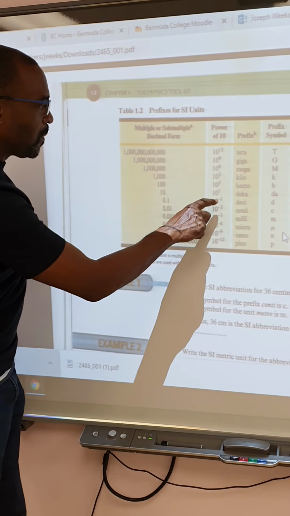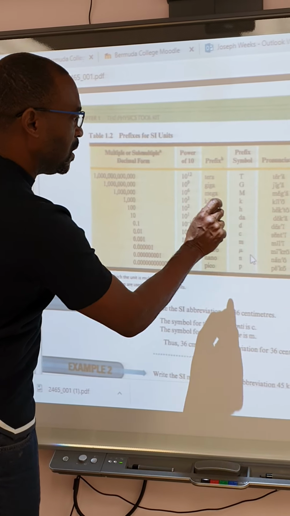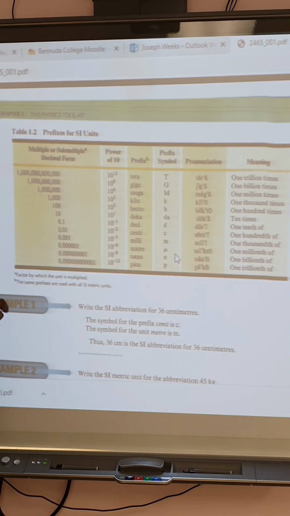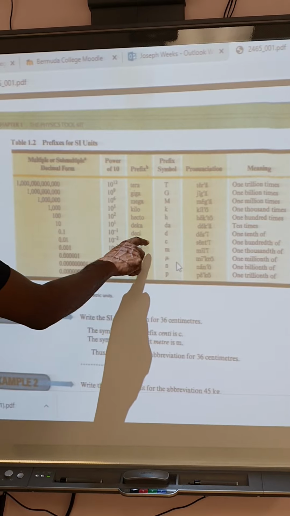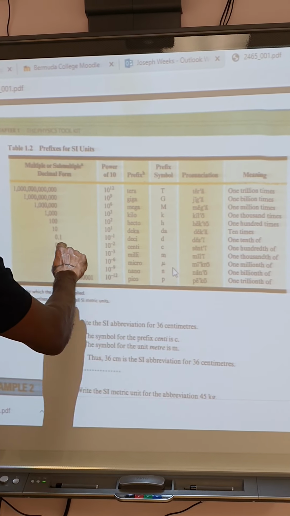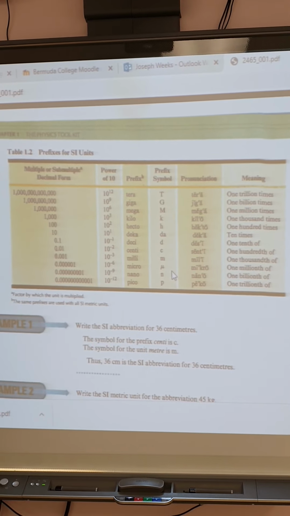So 0.1, you move the decimal place 1 time, 10 to the minus 1, that's deci, little d, that's 1/10 of 1. 0.01, you move the decimal place 2 times, that's centi, c, 1/100th of, likewise.